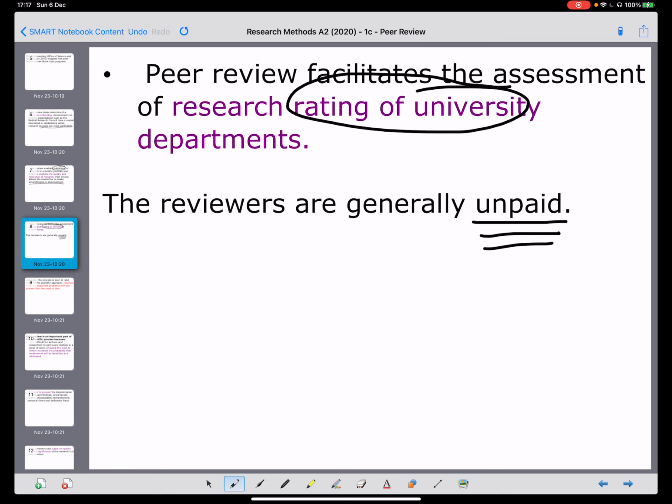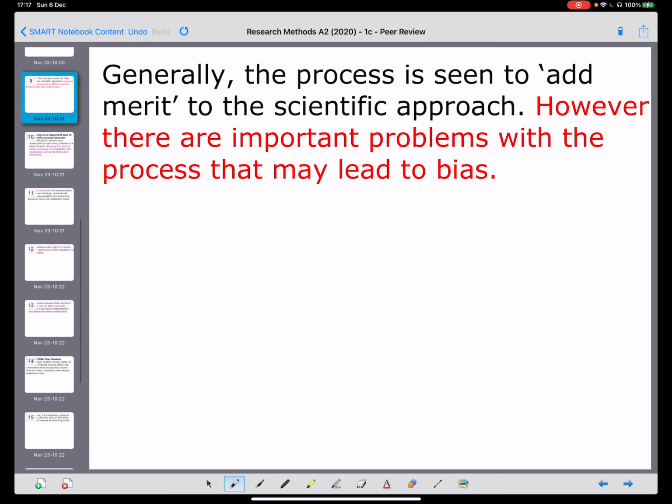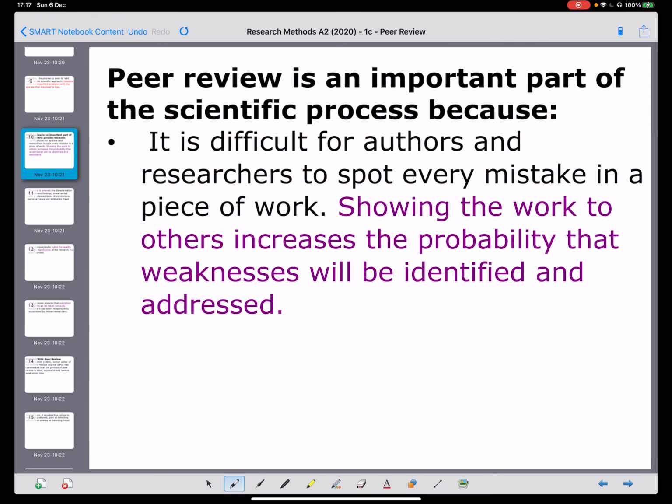But we do know that there are good aspects of peer review, and it says it generally adds merit to the scientific approach. However, there are often problems with peer review that we could look at in a little while. So let's have a look at some of the other important parts of the scientific process.